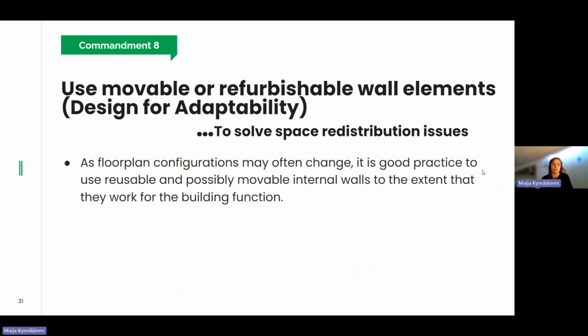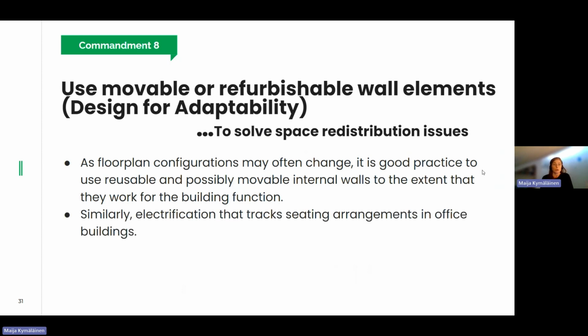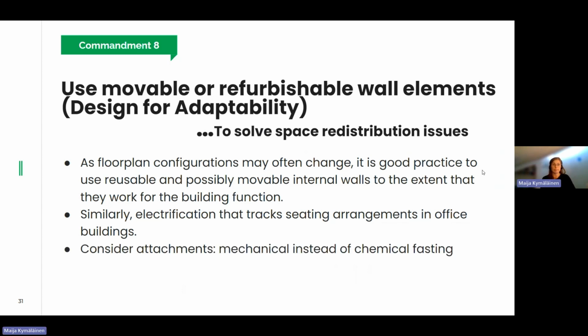This kind of thing is usually, of course, very tied to the floor plan configuration. So they may often change. So a good practice would be to use reusable or possibly movable internal walls to the extent that they work for the building function. And also similarly, the electrification that tracks seating arrangements in office buildings is a good choice instead of embedding the electrification into structures.